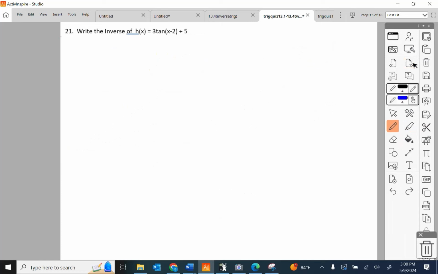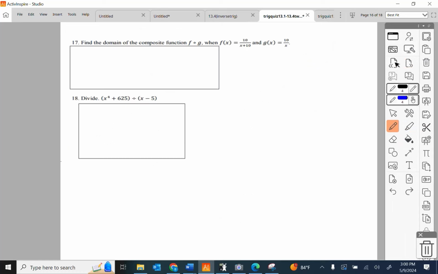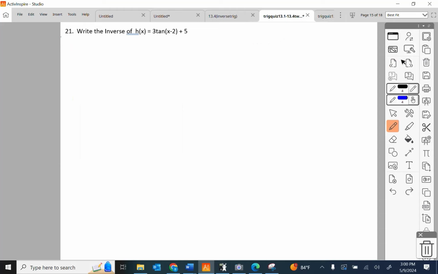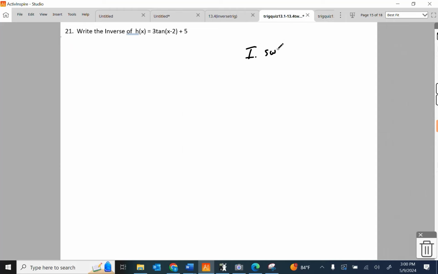Last one before I have to do bonuses, I think. I think the next couple of pages are bonuses. Write the inverse of this function. And we're going to do our 3 steps. We're going to swap x and y. We're going to solve for y. And then we're going to use correct notation. And this notation here would be h to the negative 1 of x.